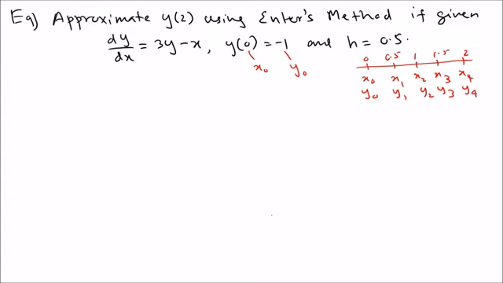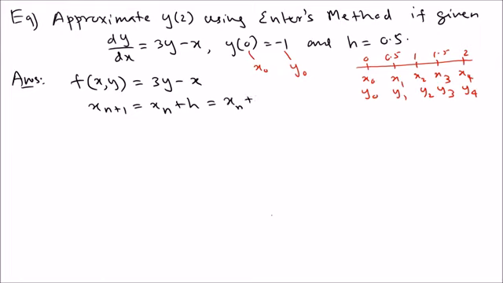So what we can do is first identify the function f of x, y. You can see it is 3y minus x. That's the function. Now we get the scheme. What's the scheme? xn plus 1 is xn plus h. In this case, it is xn plus 0.5, so every time you increase by 0.5. And then yn plus 1 is yn plus h times f of xn, yn. So let's plug in and simplify.